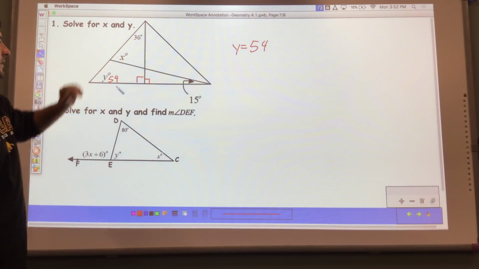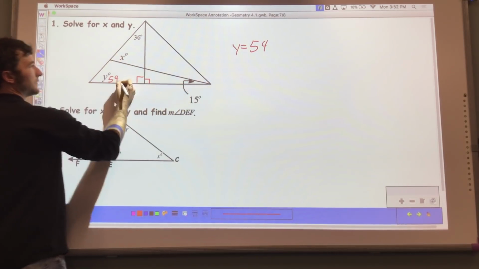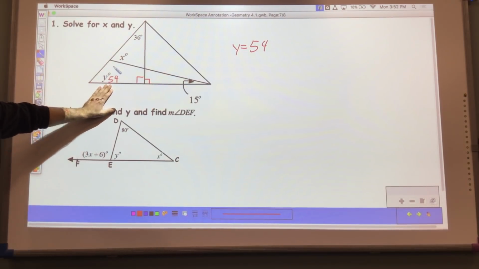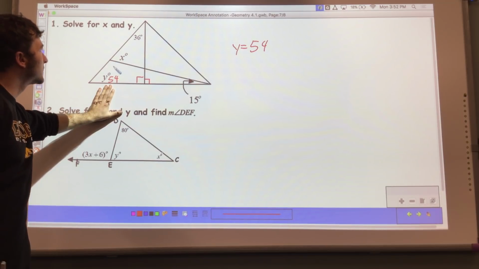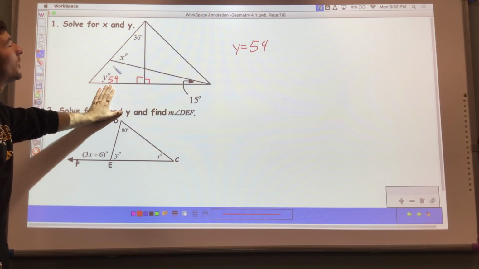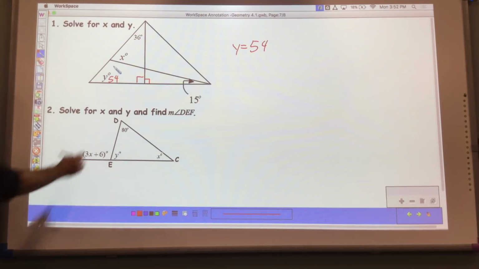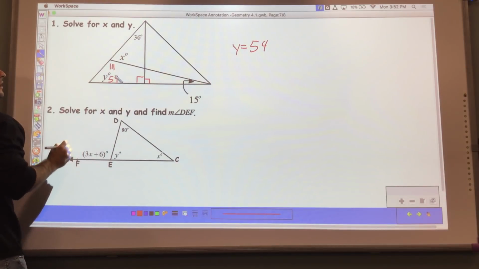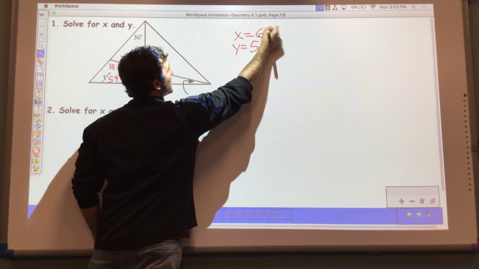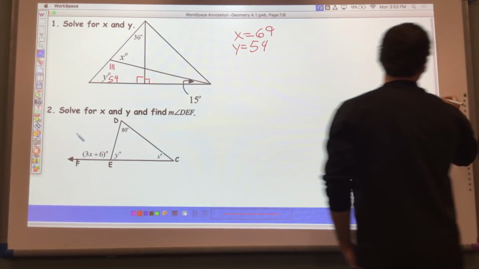Now we got to figure out this measure. Well, we look at this triangle here, 15, 54, we can figure out that angle. 180 minus 54 would be 126. 126 minus 15 is 111. And so if that's 111, we subtract that from 180. So x is going to be 69. No snickering.